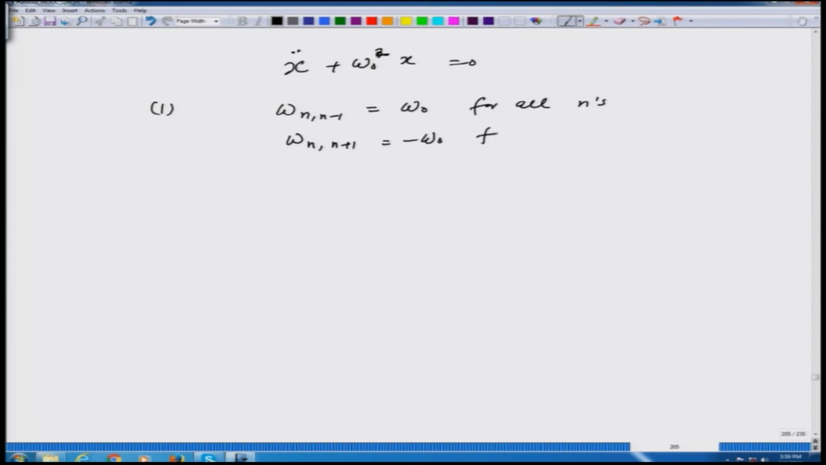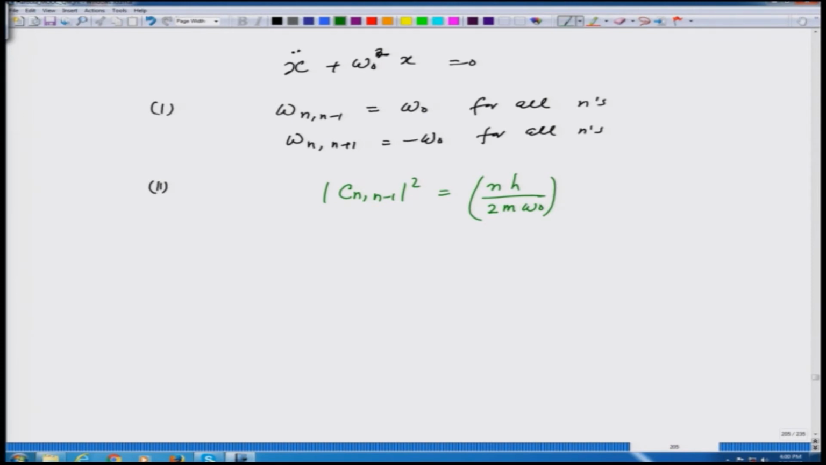So, taking the harmonic oscillator equation, the first step, the classical equation gave me that omega n n minus 1 is equal to omega 0 for all n's, and omega n n plus 1 is minus omega 0 for all n's. Number 2, we applied the quantum condition, right? That is what we did. We applied the quantum condition and got that mod C n n minus 1 square is equal to n h over 2 m omega 0.